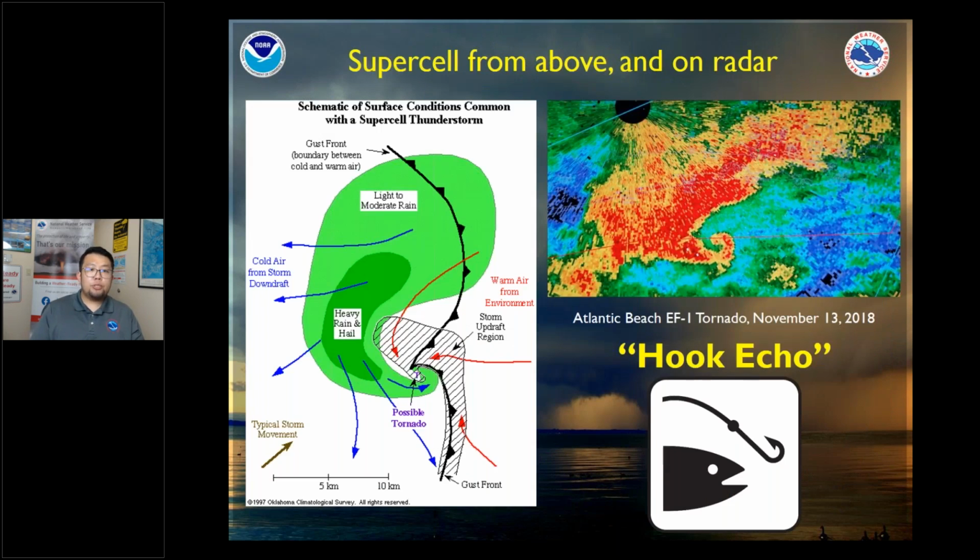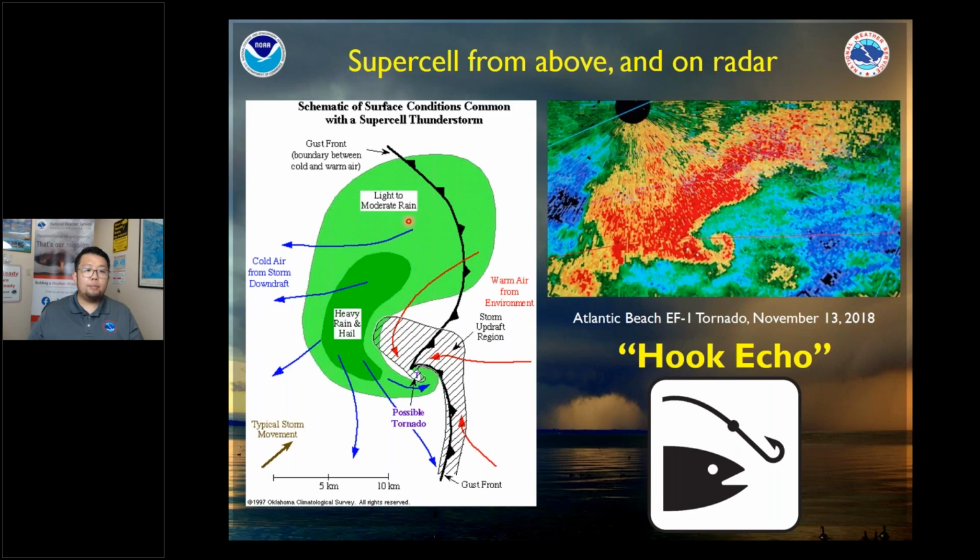This is what a supercell looks like from above, on the radar. This is what we see in our office when we're looking at radar. We see this nice little hook shape here, and we actually do call this a hook echo. Why? Because it looks like a fishing hook. If anyone fishes out there, go ahead and raise that virtual hand of yours. That would be awesome to see. If you're a fisherman, or if you've done fishing before, you've seen a hook. So if you see this on the radar, this is a supercell thunderstorm.